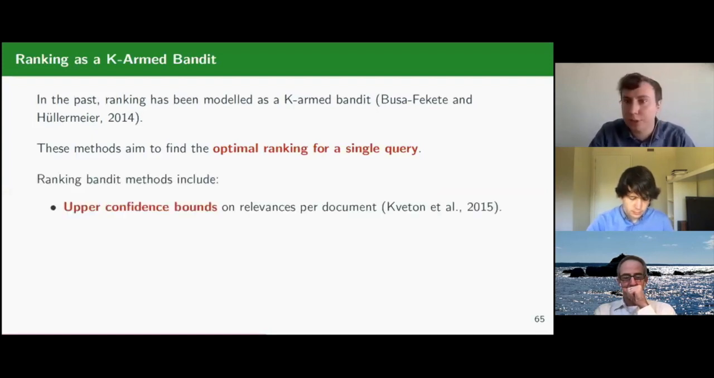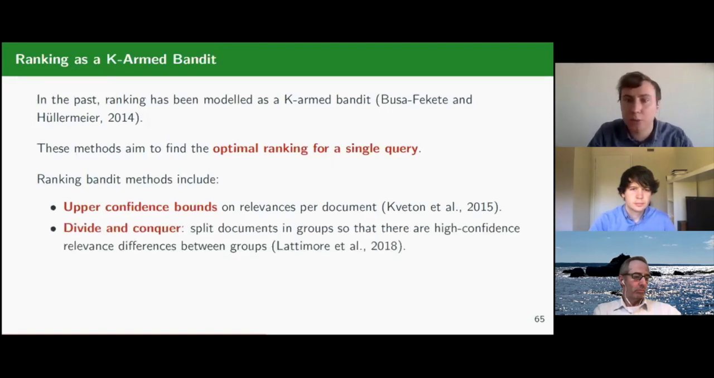So there are several different approaches to this for these ranking bandit methods. For example, one approach would be using upper confidence bounds. This is very common in bandit problems, where you would build upper confidence bounds on the relevances for each document for a given query.